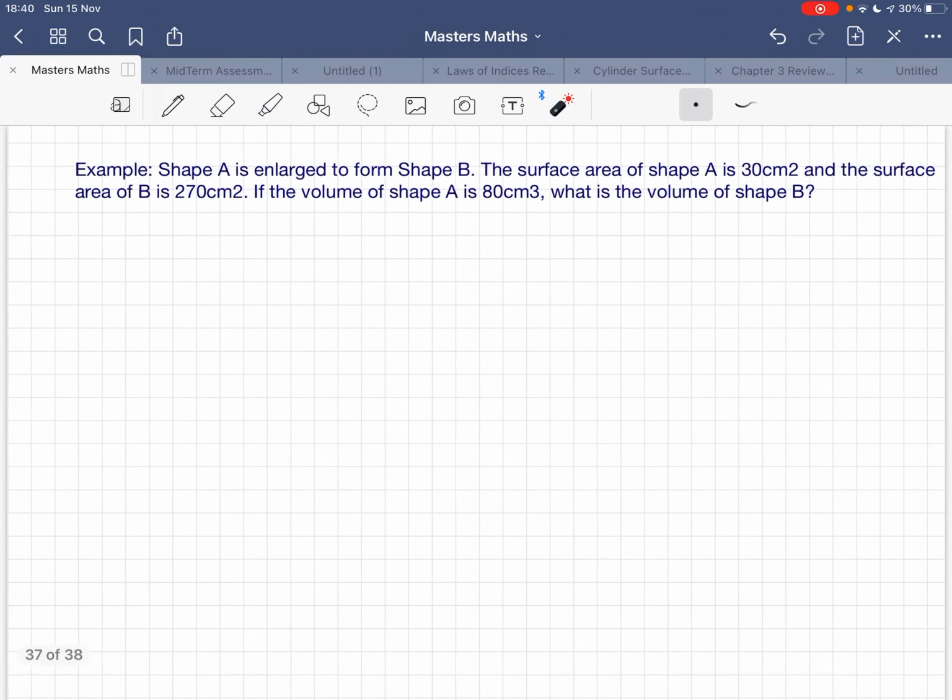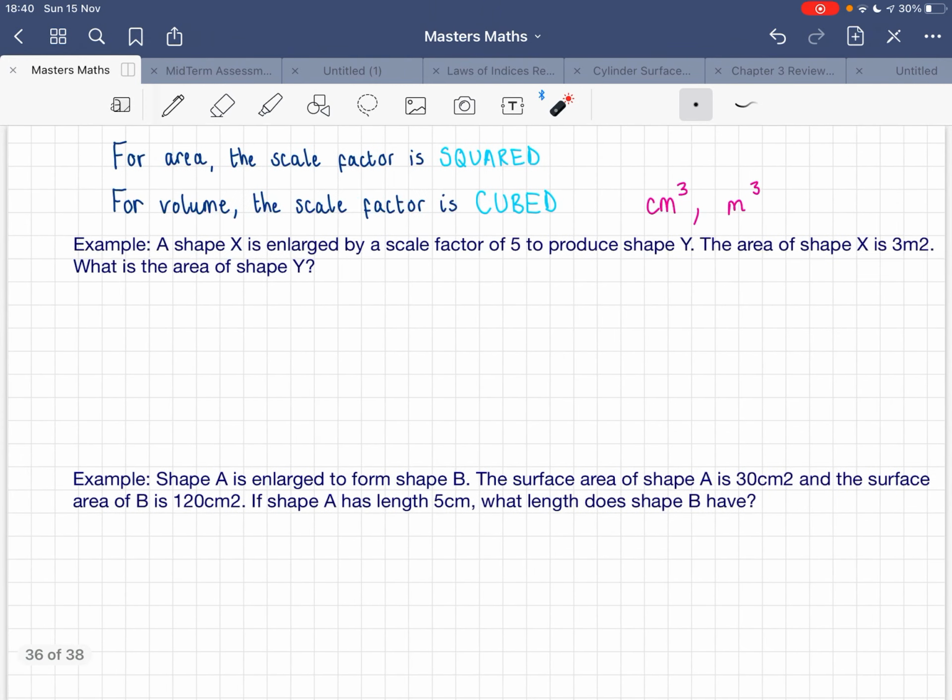Okay, I'm going to show you four examples of how we can use that so that you can see it in action. I would tend to use a table. So let's just get started.